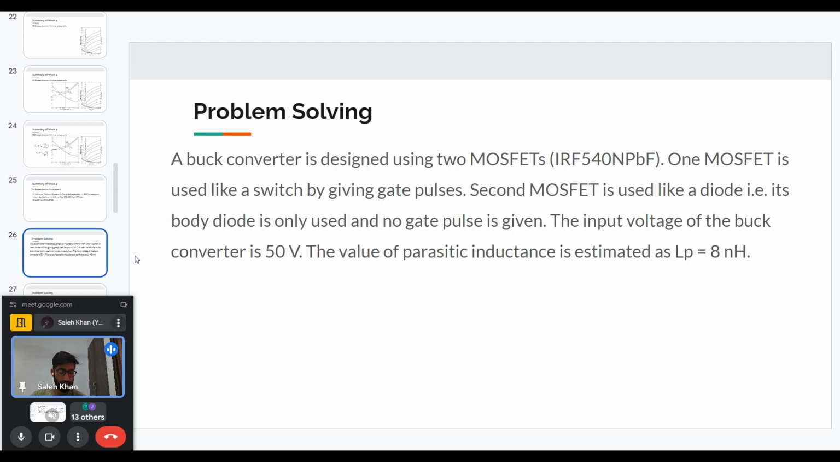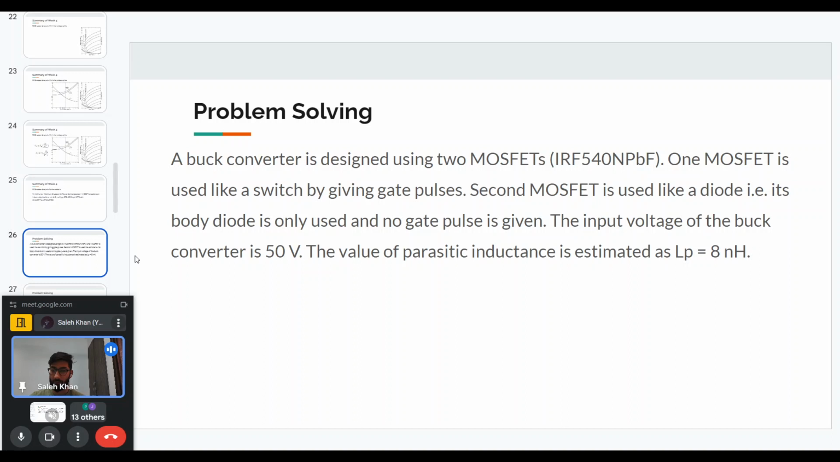There's a question in the chat about Bootstrap ICs. So I've not actually worked with many Bootstrap ICs. I've more worked with the isolated DC-DC converter based ICs. So I don't remember any Bootstrap IC part numbers. But if you email me, I will try to find out some part numbers and then I can reply to you in the email.